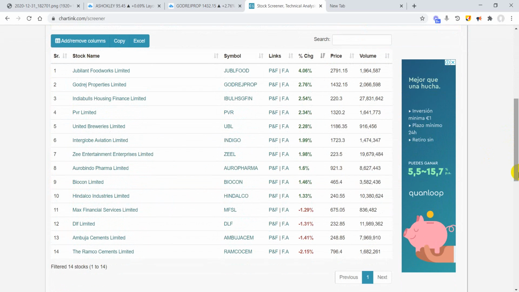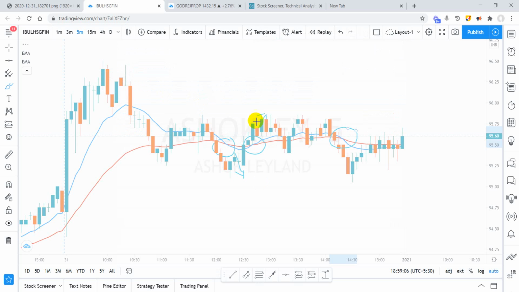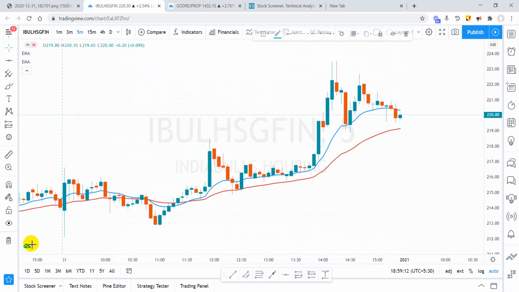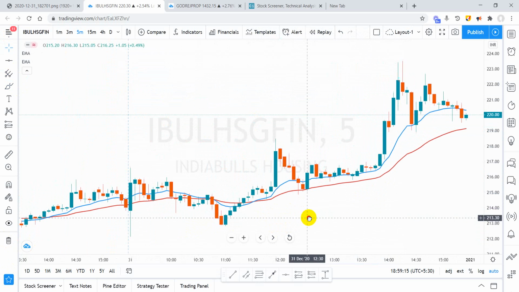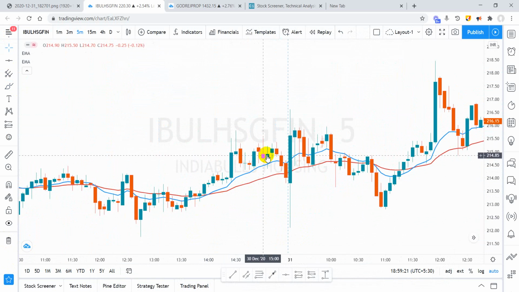So let's plot the same moving averages on some of the stocks, and let's see what happened with these stocks today. Also, I will be covering rules to trade these particular stocks based on moving average crossovers. So I'm selecting randomly over here India Bulls Housing Finance, and let's just check what has happened with India Bulls Housing Finance today. Okay, so if you see, there is a clearly different scenario over here. The stock is exhibiting a bullish momentum since yesterday.